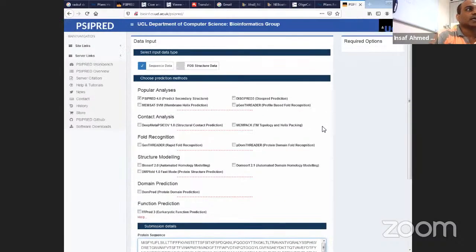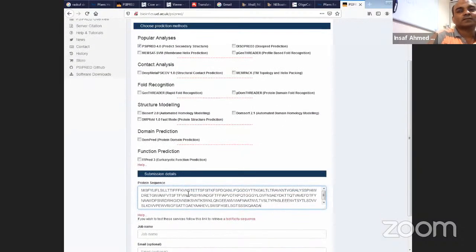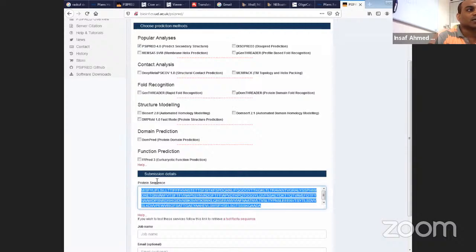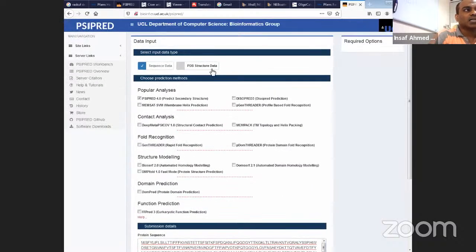In this, there are several options. One option is the sequence data, like what type of data you are having. We have basically only the primary sequence or primary structure of the protein, that means the amino acid sequence. So let's paste that one. Another option is the PDB structure data, but because we have only the primary structure, we cannot put the PDB structure here.